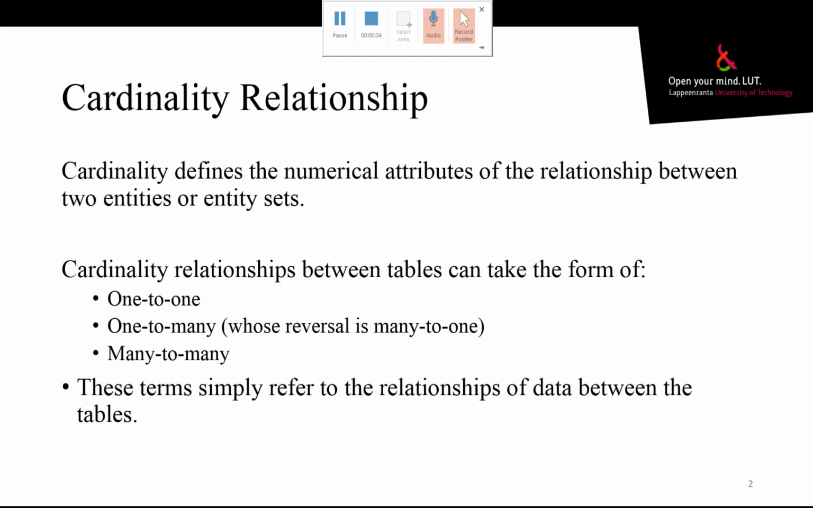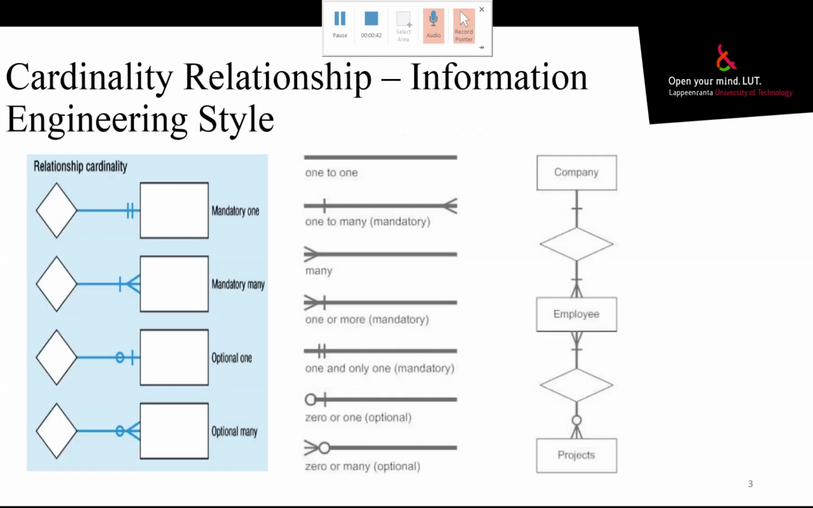So it shows basically the relationship of data between different tables, how data are related from one table to the other table. And there are different notations for this kind of relationship. We have the information engineering style, as you can see here. These are the notations for one-to-one, one-to-many, and many-to-many. And so basically, this is the kind of notation that we use. This style is known as the information engineering style.